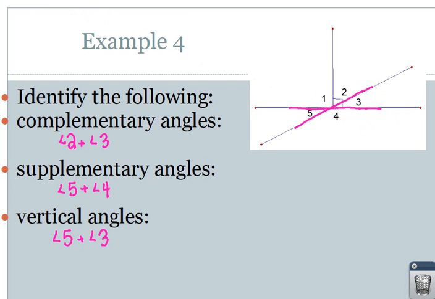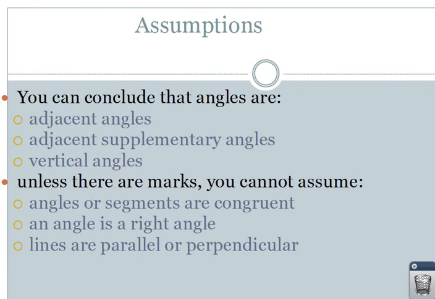Okay, so to wrap this up, these are some assumptions that you can make according to everything. You can conclude from the picture that angles are adjacent. That angles are adjacent and supplementary because you can see that it's a straight line. And you can assume that they are vertical angles because we can see the intersection. But unless there are marks, you cannot assume that anything is congruent, any angles or segments. Unless I mark the picture, you cannot assume they're congruent.